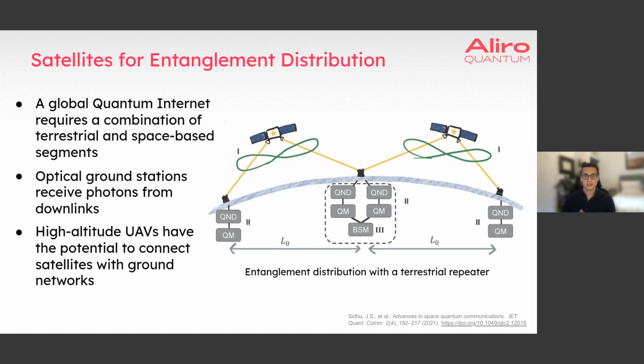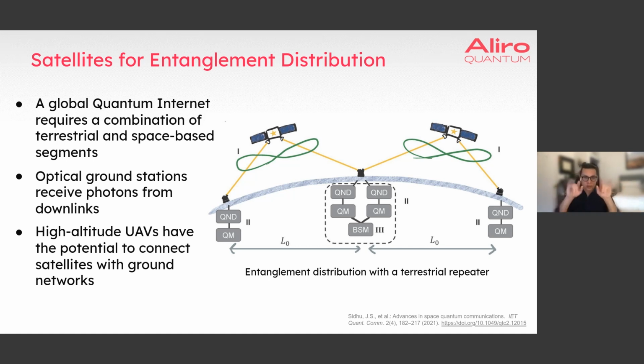This is a process which effectively transfers the entanglement, from two piecewise entanglements stitched together into a long-range entanglement. So that's how we can deliver entanglement to very distant ground stations using satellites. There are different architectures we can consider here.